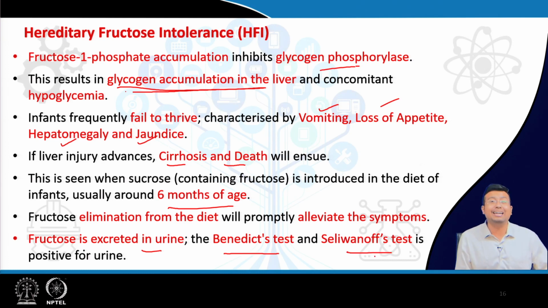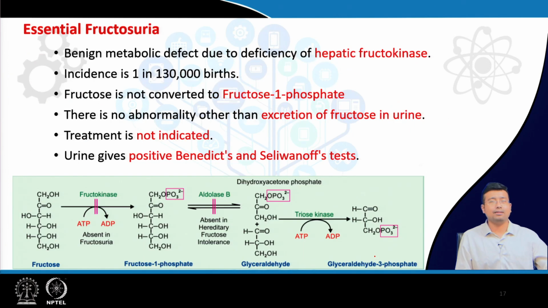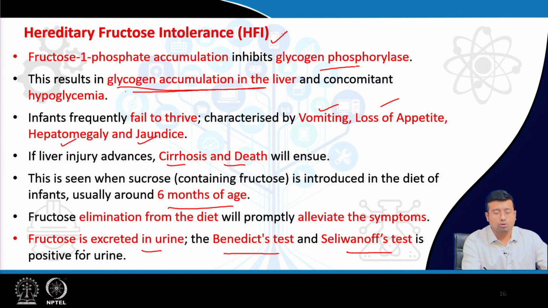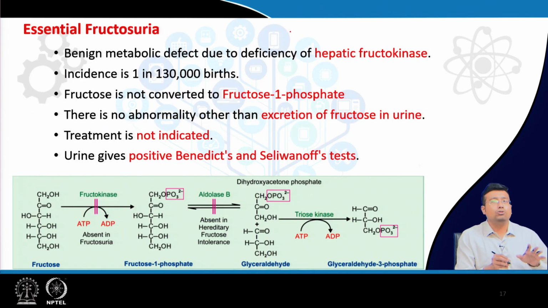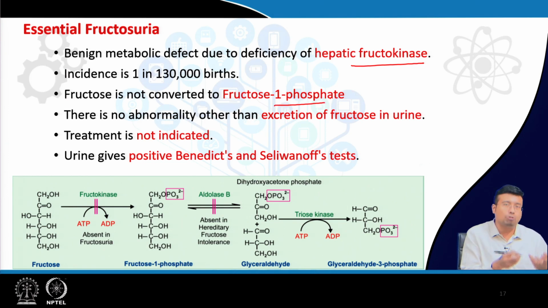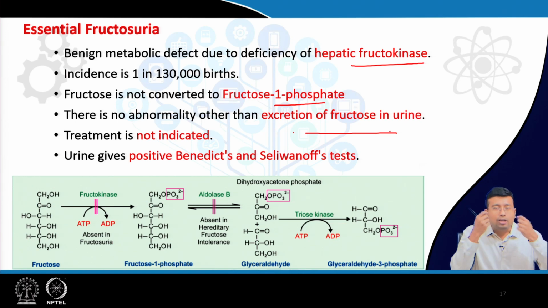It will give positive Selivanov's test, which is a test for ketose monosaccharides, right, monosaccharide but ketose sugar. Now, this is all about hereditary fructose intolerance. What do we need to know about essential fructosuria? It is a minor disease where fructokinase enzyme is deficient, fructose cannot be converted to fructose 1-phosphate, excretion of fructose. So, since fructose is excess, it will be excreted in urine, right. That is the only problem. Mind it, fructose will not be accumulated.